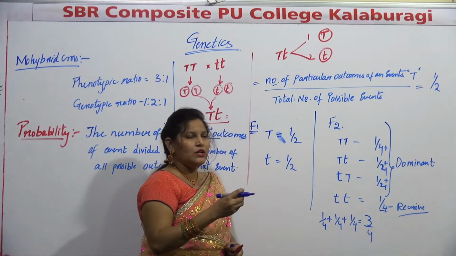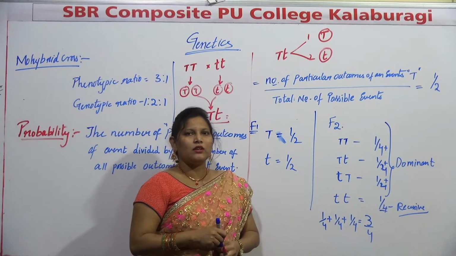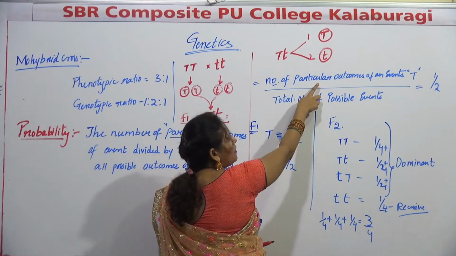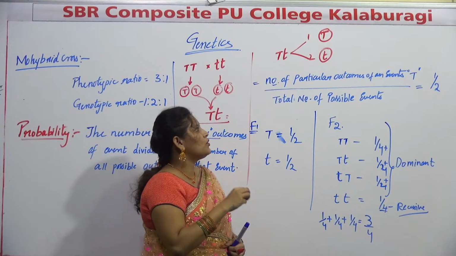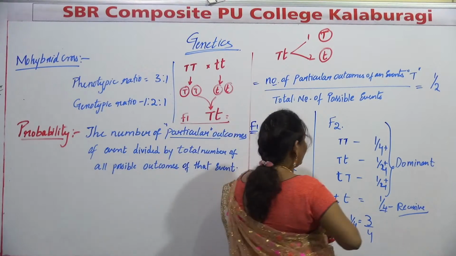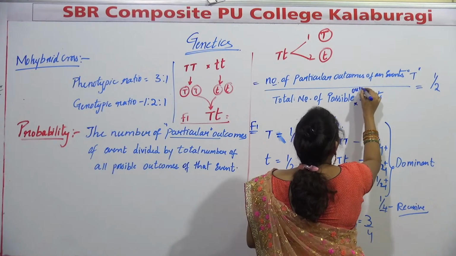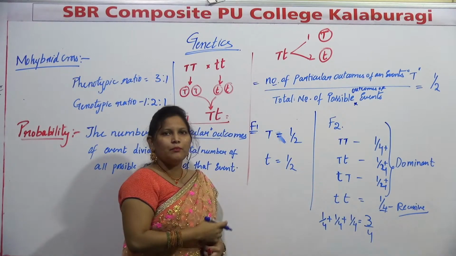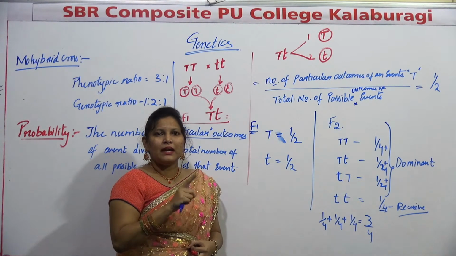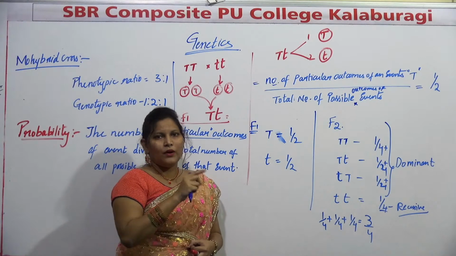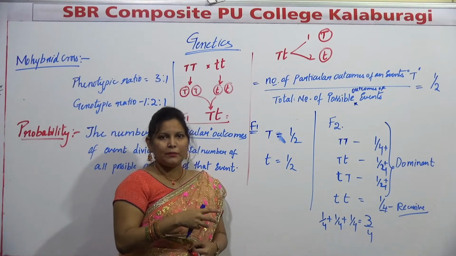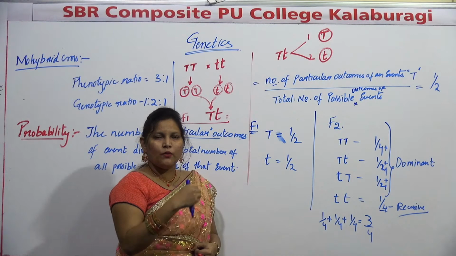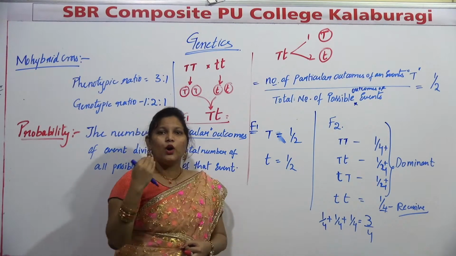How did we get this 3:1? When we apply the probability laws to this, the probability of a particular outcome of an event is the number of that outcome divided by the total number of possible outcomes of the event. Now, the probability of the gametes carrying capital T allele is 1 by 2, and small t allele is also 1 by 2. If we extend that to the F2 generation, it is 1 by 2 plus 1 by 2 plus 1 by 2 in case of dominant phenotype.